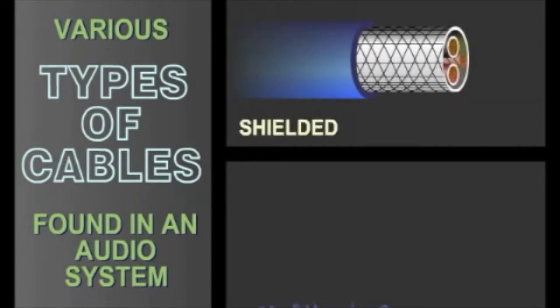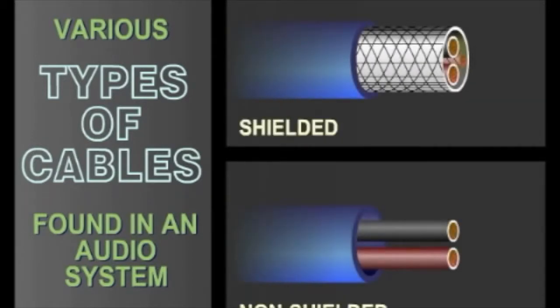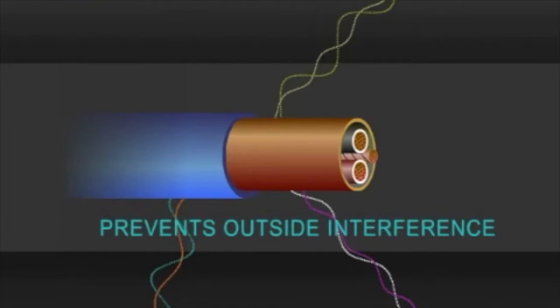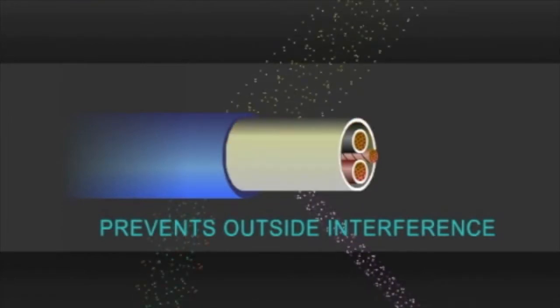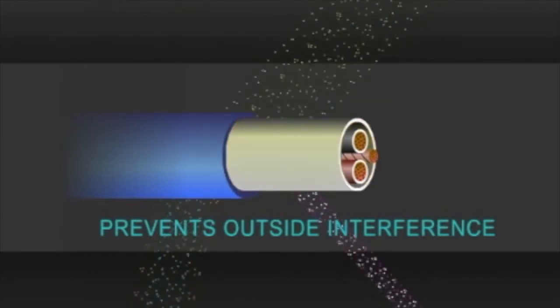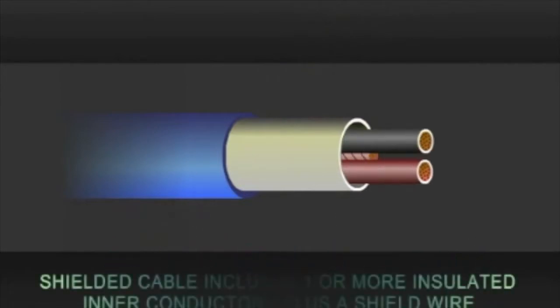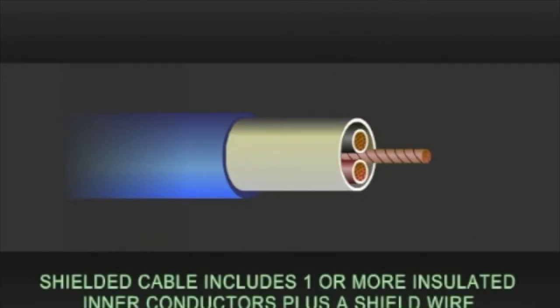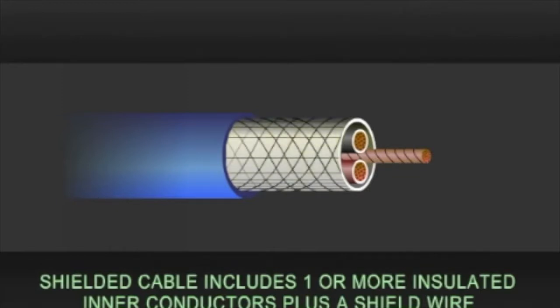There are various types of cables found in an audio system, each of which are either shielded or non-shielded. Shielded cable prevents outside interference from penetrating the cable and introducing noise or RF into the system. Shielded cable includes one or more insulated inner conductors plus a shield wire. The shield is an uninsulated conductor and a braided wrap or foil that surrounds the inner conductors.